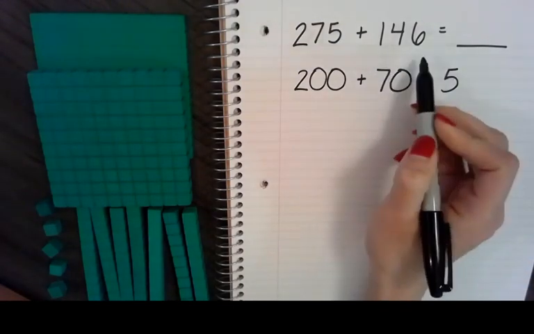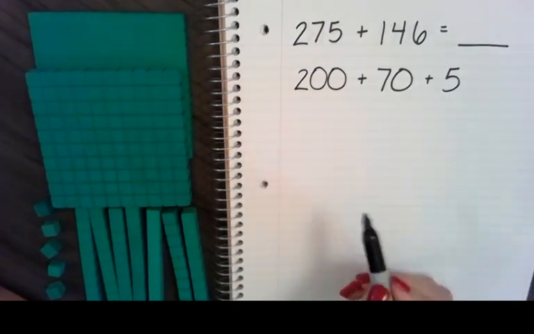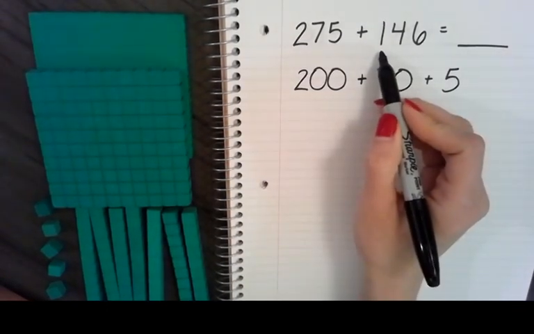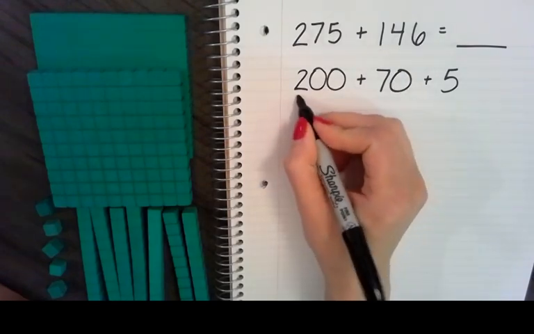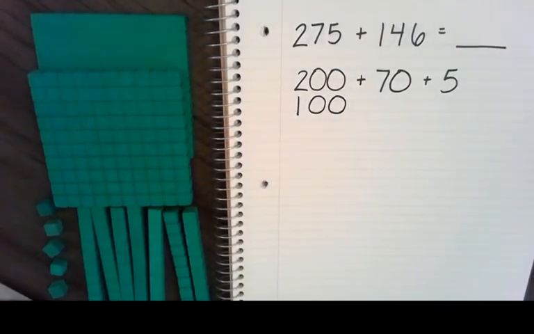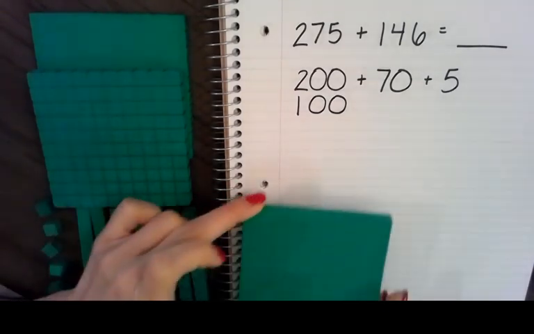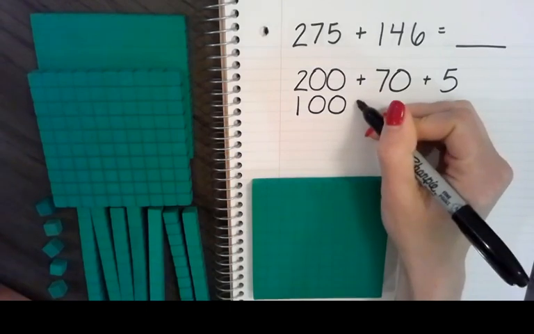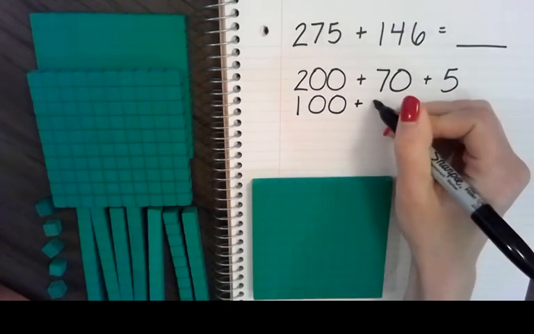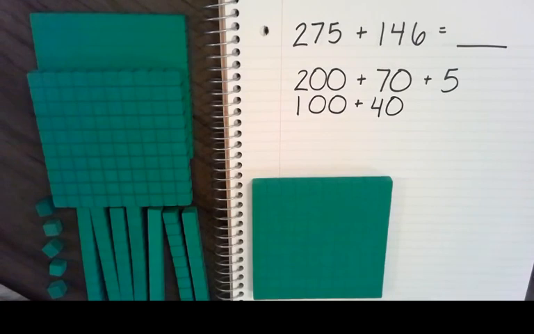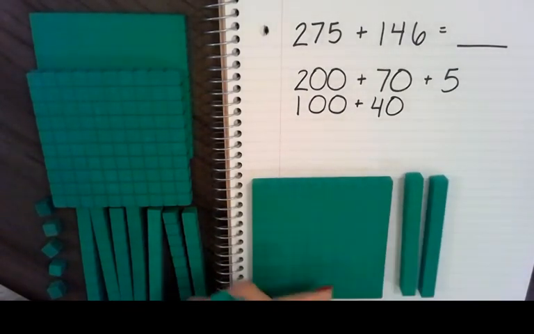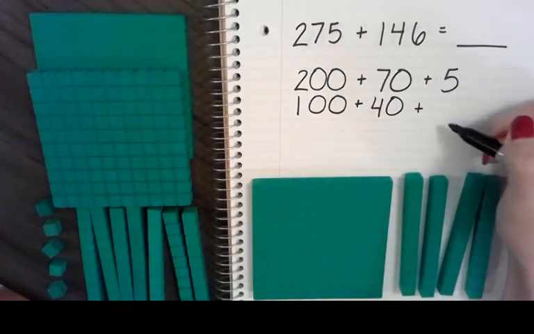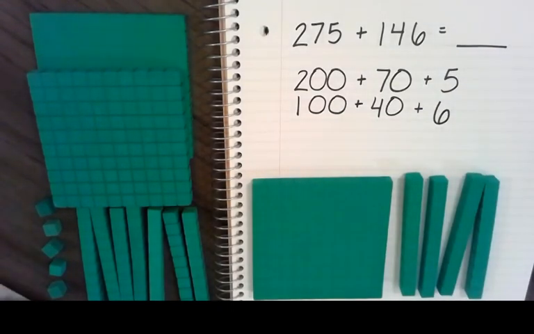Now I want to write 146 in expanded form under where I wrote 275 in expanded form. So the 1 in 146 represents 100. And I'll grab 100, and I guess I'll put it over here. And then the 4 in 146 represents 4 tens, or 40. I'm going to count 10, 20, 30, 40. Finally, I have the 6, and the 6 represents 6 ones, or 6.